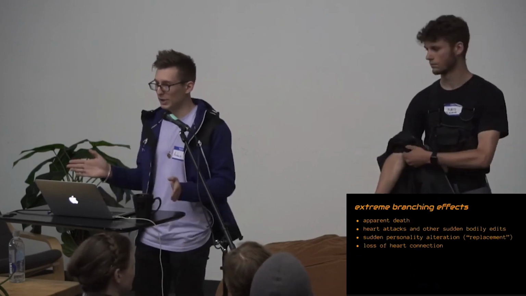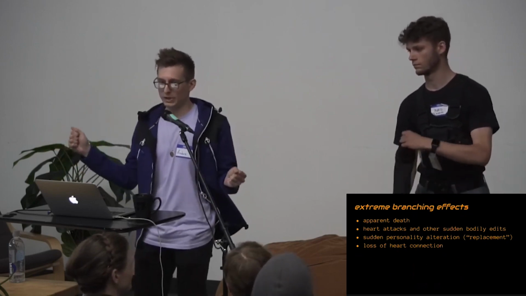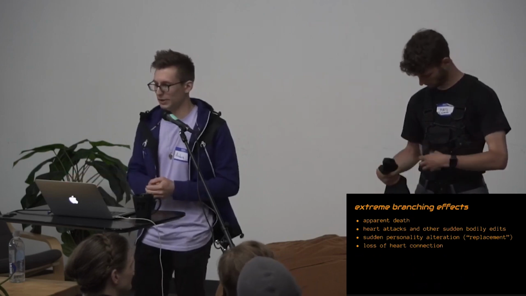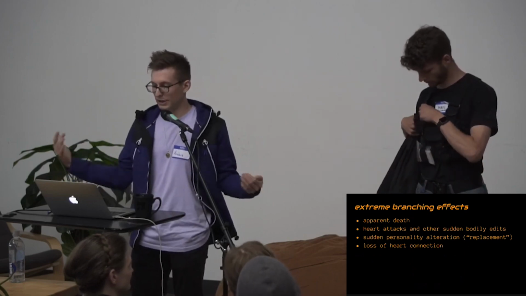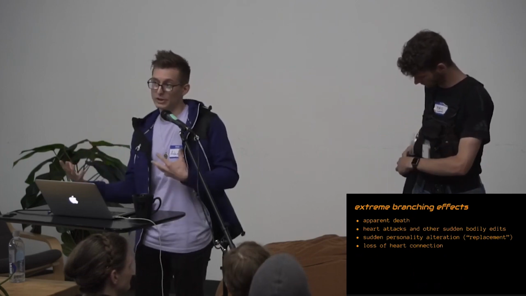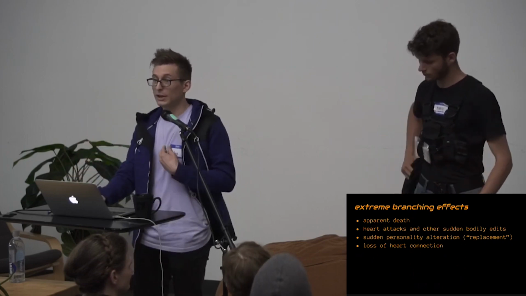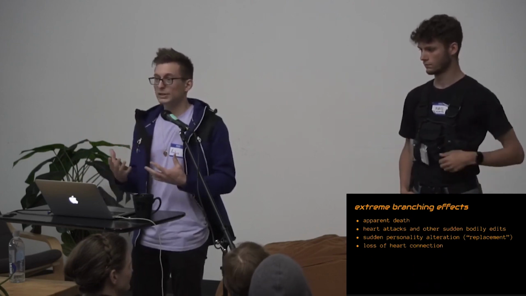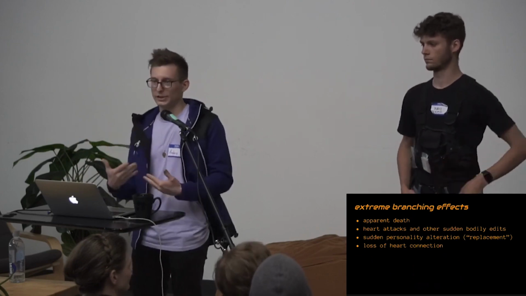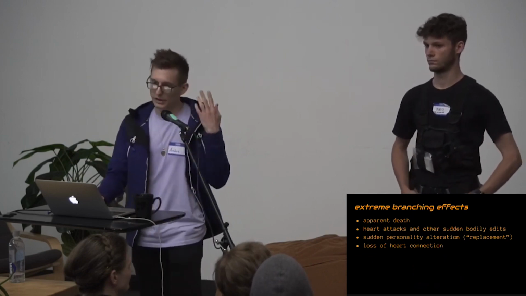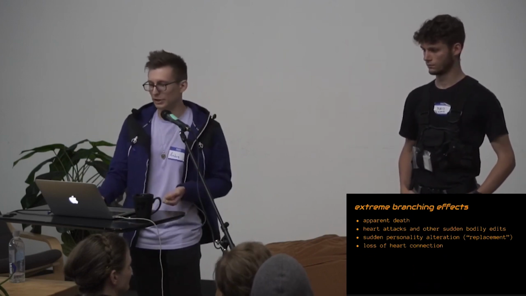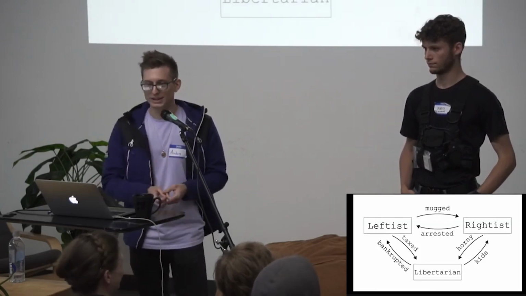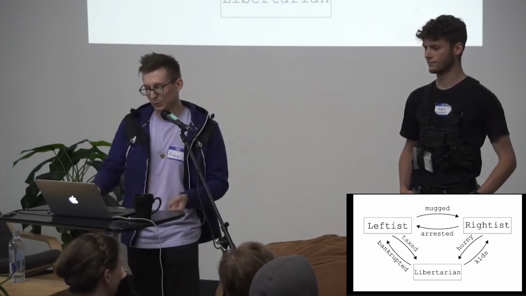Then under extreme branching, where there's a very sudden or very distant branching effect, you may have apparent death. It may be accidental or not if there's an extreme schism. There may be heart attacks and other bodily edits, sudden personality alteration or replacement, body snatcher type stuff, and also everything might seem the same, but there's a sudden lack of heart connection. Some people misinterpret this and stop recognizing the person, or they've also got a brain condition like that. And this is Moritz's image, so this is how these move.